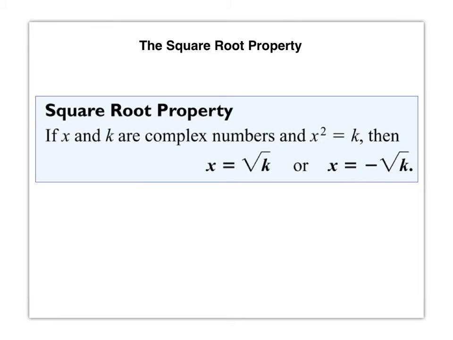Now the square root property gives us another way of solving quadratic equations. The square root property states that if x and k are complex numbers and x squared is equal to k, then x is equal to the square root of k, or x is equal to the opposite of the square root of k.